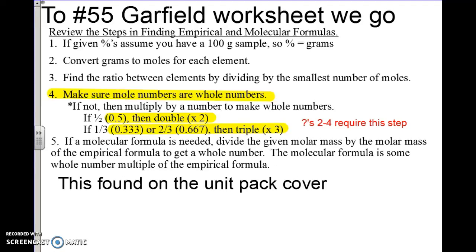Hi folks, today I'm going to teach you how to do the 55s, which is also the Garfield worksheet. It's a new topic called Empirical and Molecular Formulas. Empirical formulas are the simplest formula, or a formula that's reduced the most it can be, and molecular formulas are the true formulas. These steps 1 through 5 are on your worksheet, but they're also found on your unit pack cover, and we're going to go through these steps as we solve the following problem.